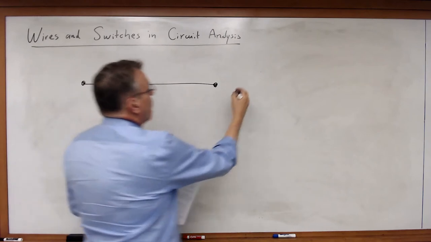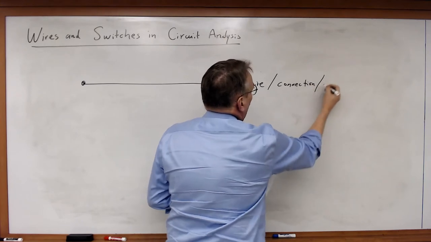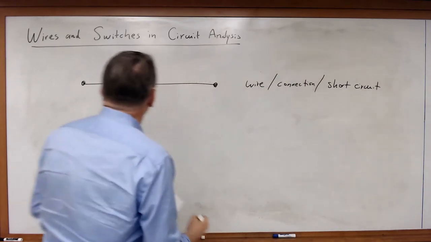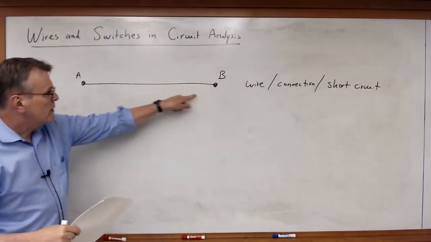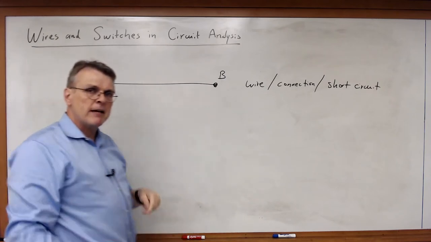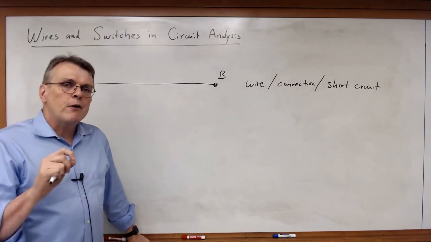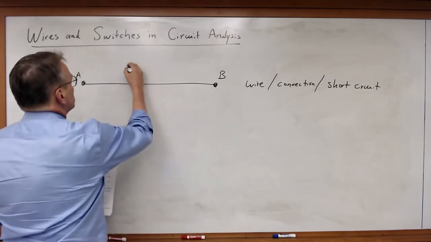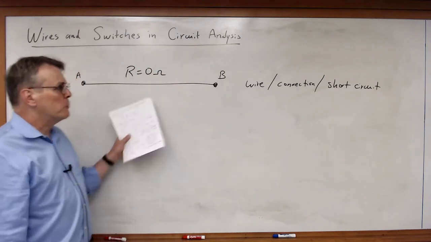It is a wire or a connection, or a short circuit, depending upon what you want to call it. And the idea behind this is you've got two points, A and B, and I'm going to draw a wire that connects this point to this point, essentially making that connection between the two. In this class, we're going to assume that a wire is an ideal connective element, which has a resistance of 0 ohms. It is a perfect connector between the two.